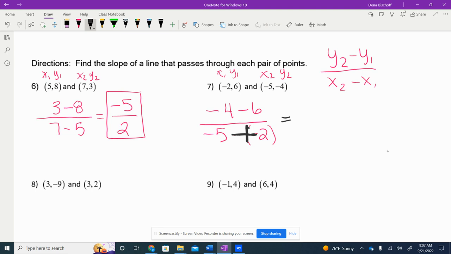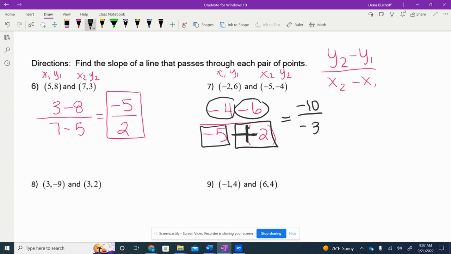Okay, so let's see. These signs are the same. So if the signs are the same, I'm going to add and keep. That's negative 10. And these signs are different. That means it's going to be a subtraction problem, and I keep the sign of the bigger number. 5 minus 2 is 3, and the bigger number is negative.